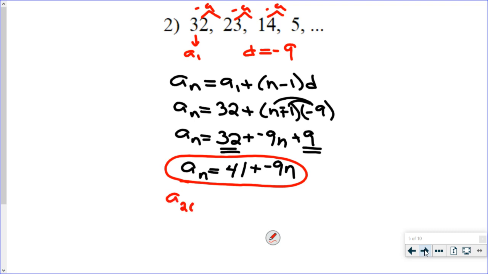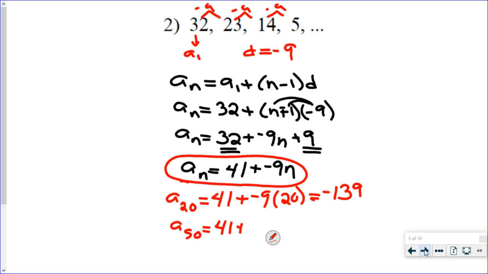Then to find the 20th term, I just put a 20 in and use my calculator, and I get negative 139. So in that sequence, the 20th term, if I went out to 20 terms, would be that. And then in my calculator again, instead of a 20, I put a 50 in there, and I get negative 409. Please try those two in your calculator. So if I went out to the 50th term of that sequence, it would be negative 409, which makes sense because it's getting smaller and smaller.